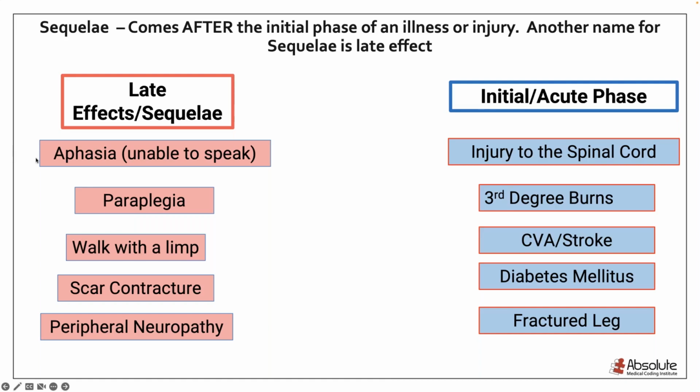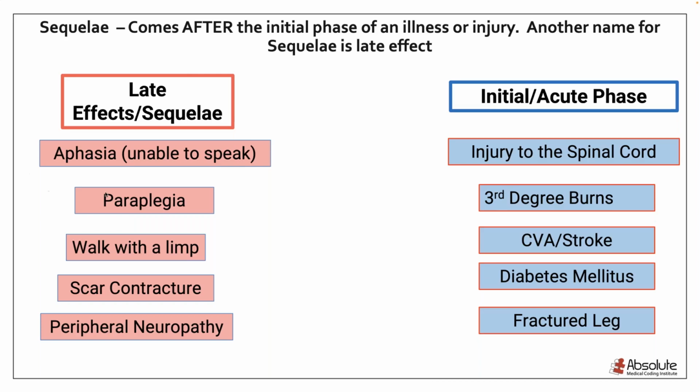If I say, I'll give you the first one. If I say aphasia, the inability to speak, is the initial phase more likely an injury to the spinal cord, third-degree burns, CVA stroke, diabetes mellitus, or fractured leg? Go ahead, type your answers in the chat. Good deal. You all are rocking. Somebody's saying stroke, stroke, stroke. Outstanding. That's indeed the acute or initial phase of aphasia. Aphasia happens after a stroke or CVA, cerebral vascular accident.